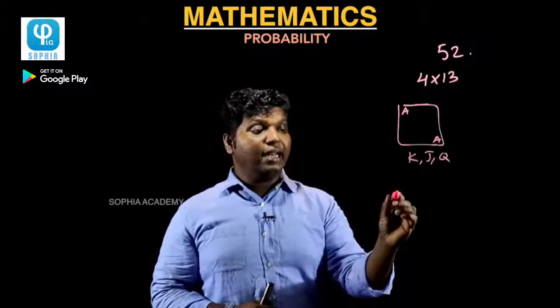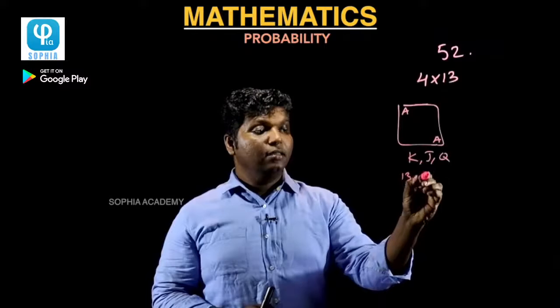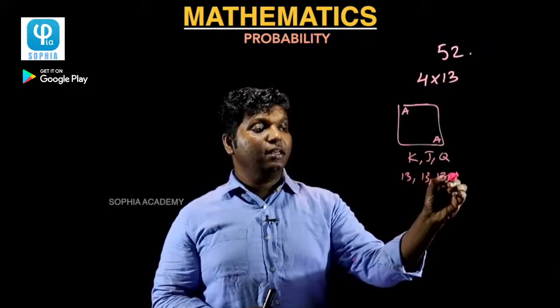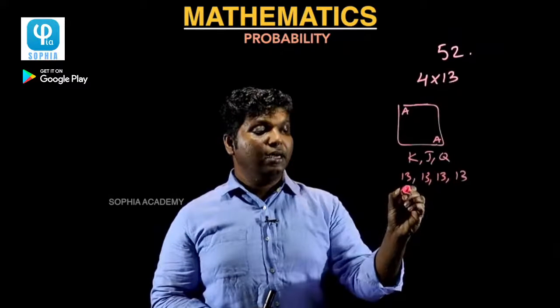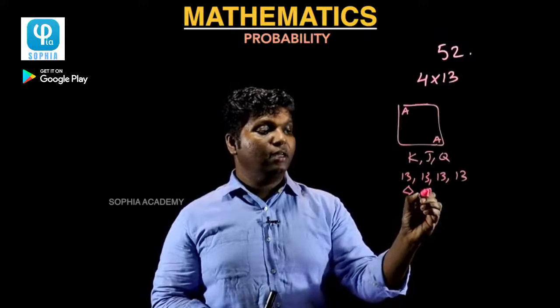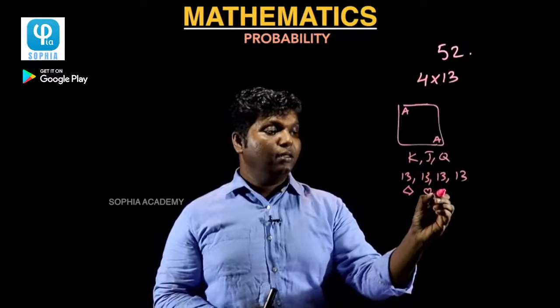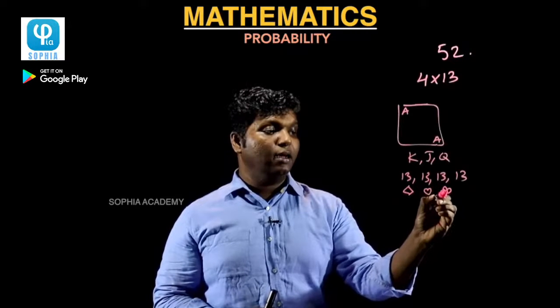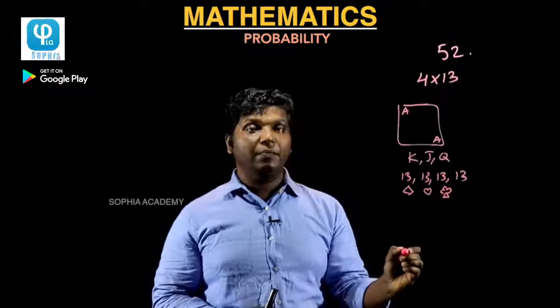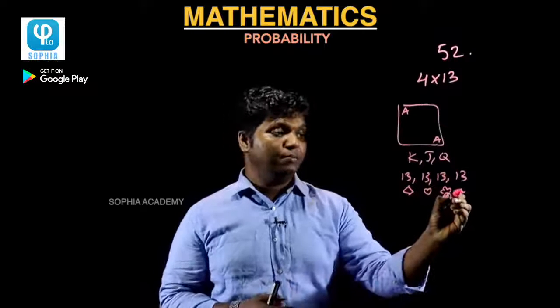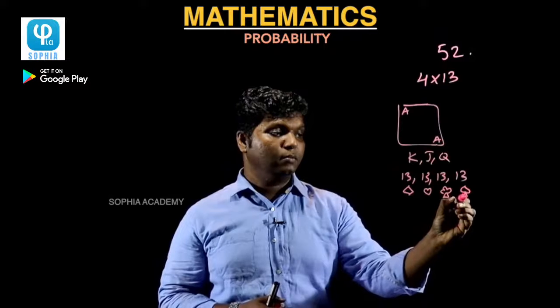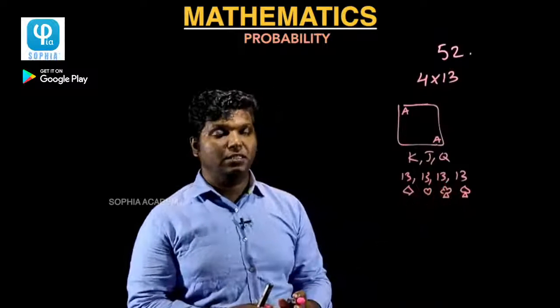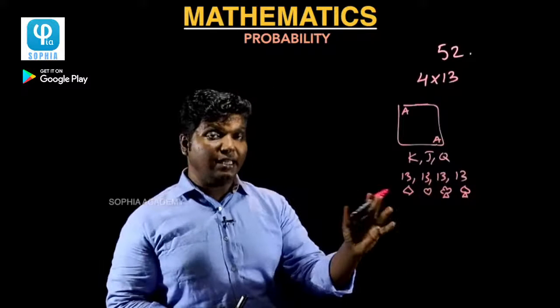I told you they are categorized into 13, 13, 13 and 13. That means 13 diamonds are there, 13 hearts are there, 13 clubs are there, and 13 spades are there. These are the symbolic representations. So this is regarding the card.